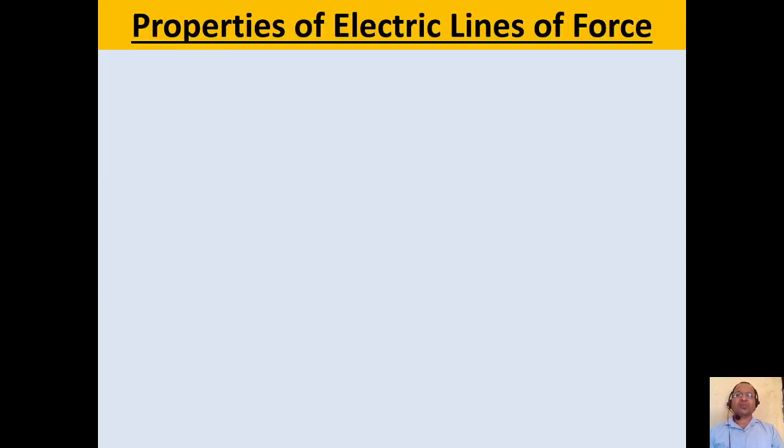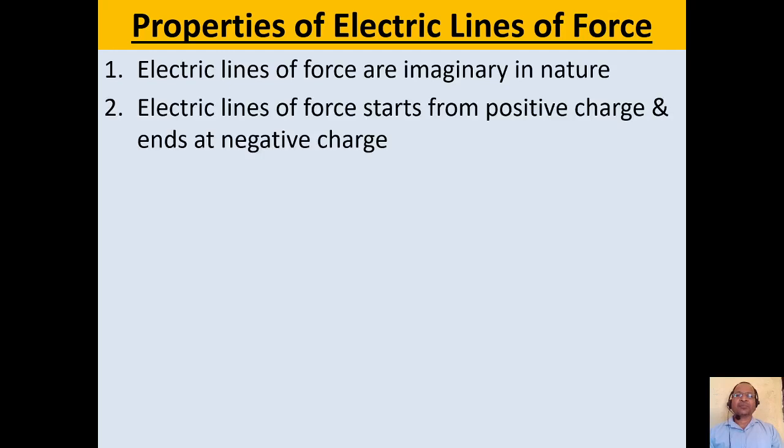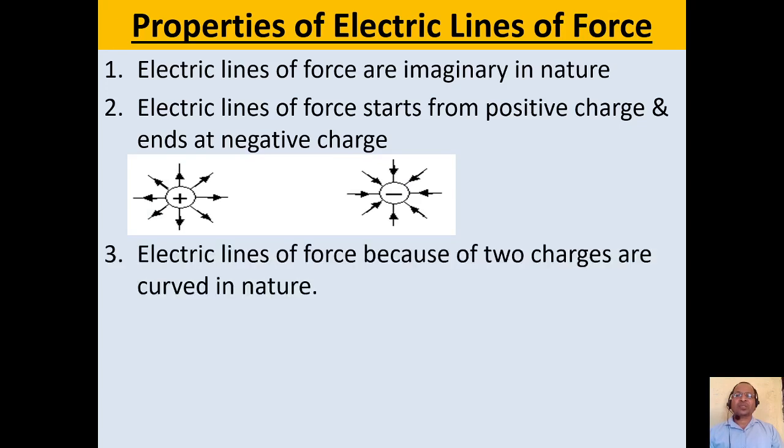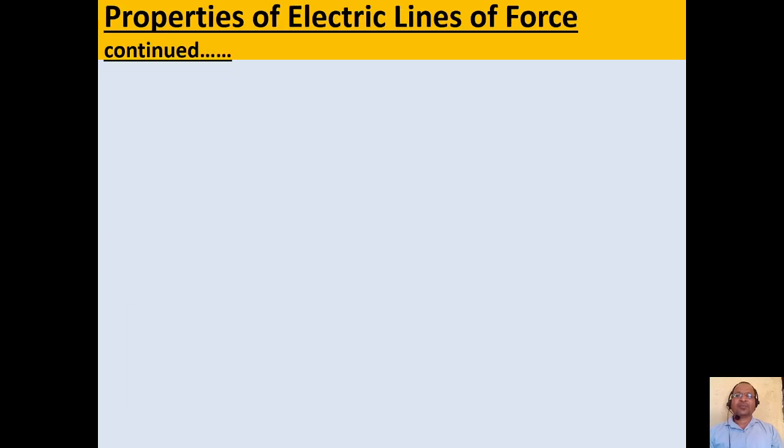Let us study certain properties of these electric lines of force. Electric lines of force are always imaginary in nature. Electric lines of force start from a positive charge and end at a negative charge, as shown in the figure, as we have seen earlier also. Electric lines of force, because of two charges, are curved in nature. As shown in the figure, if a positive charge and a negative charge are given, or also if two positive charges are given, then electric lines of force are always curved in nature.